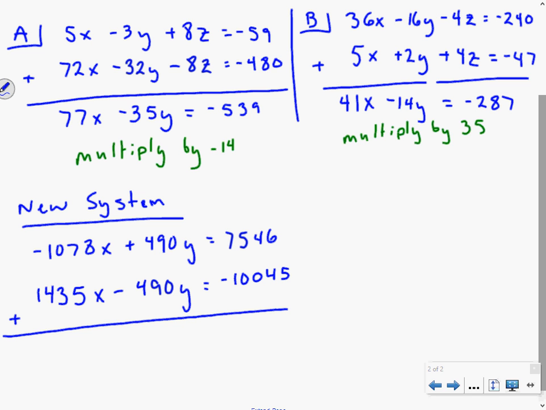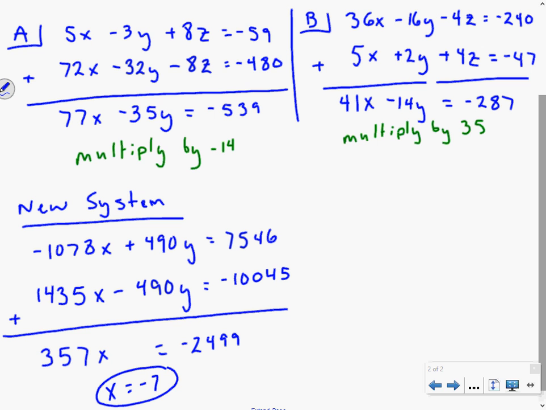Our y's are going to cancel out. So let's see what we've got for the x's here. We're going to have 357x equal to, big numbers here, negative 2,499. So if we divide by 357, we find that x is equal to negative 7.